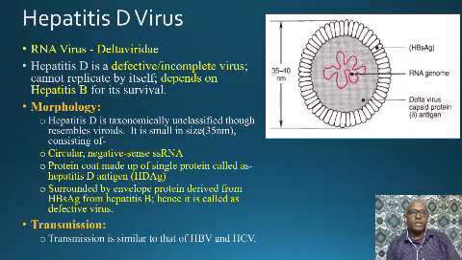If you see hepatitis D virus, it comes under Deltaviridae. It is an RNA virus. It is a defective or incomplete virus which cannot survive without the presence of hepatitis B. Hepatitis D is a circular negative sense single-stranded RNA, and the protein code is made up of a single protein called hepatitis D antigen, which is surrounded by an envelope protein derived from HBsAg. The transmission is similar to hepatitis B and hepatitis C. The RNA genome is circular and surrounded by hepatitis B surface antigen.